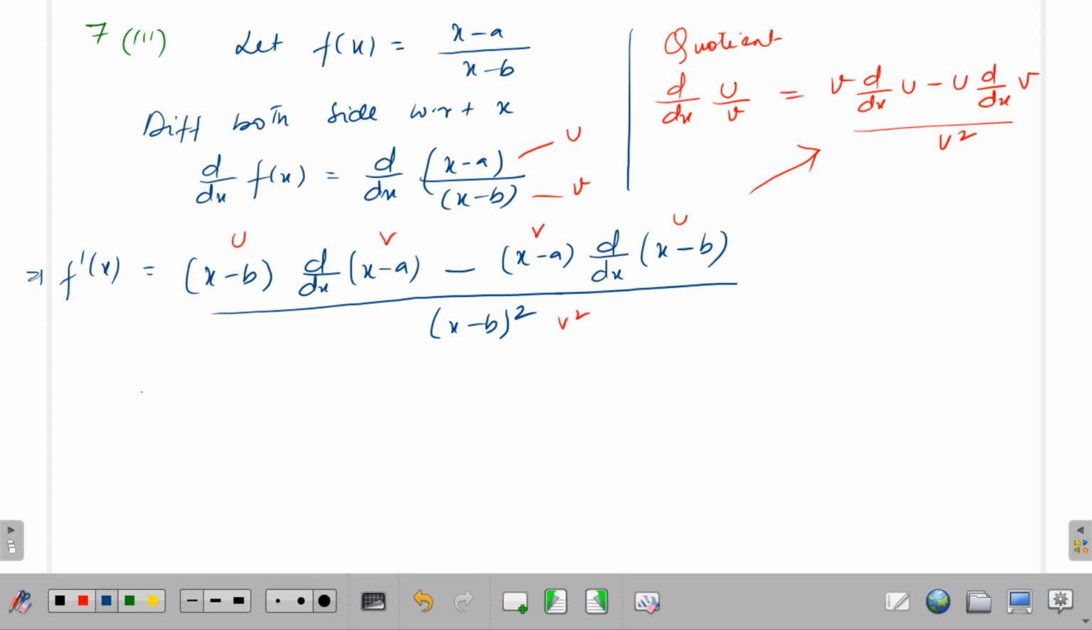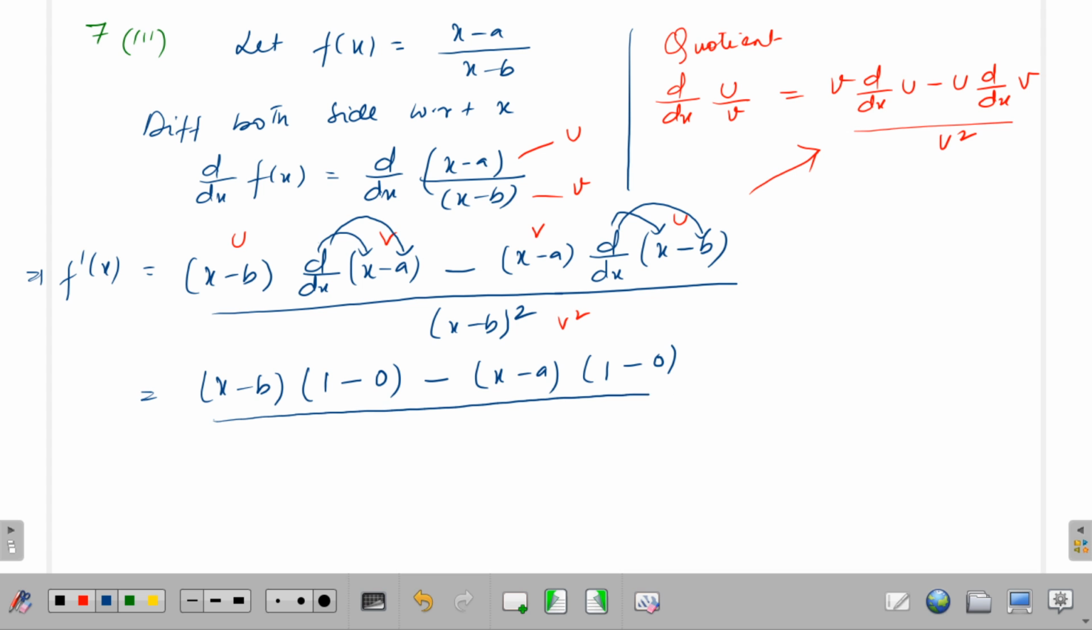So the next step would be, as I said, I'm going to omit that step, so I'm just going to differentiate directly. Okay, so it'll be x minus b. So if I differentiate this with this, I'll be getting the answer 1, and if I differentiate this with this, I'll be getting the answer 0, because a is constant. And similarly, x minus a, if I differentiate this with this, I'll be getting the answer 1, and if I differentiate this with this, I'll get the answer 0. So divided by x minus b, the whole thing squared.